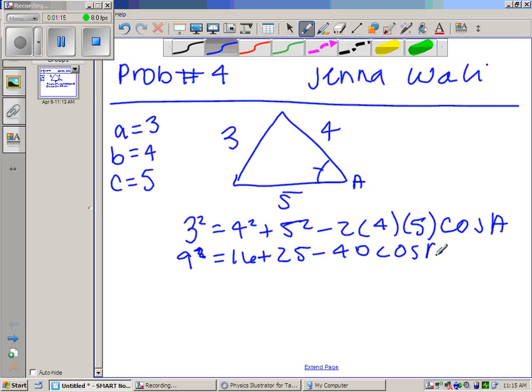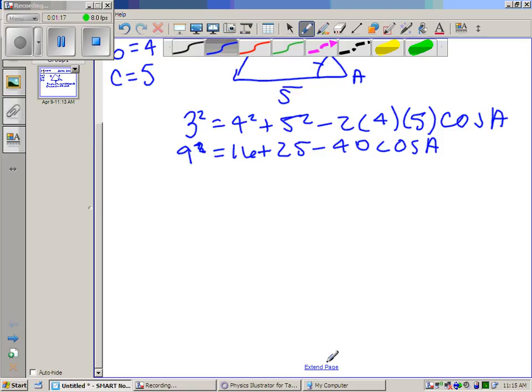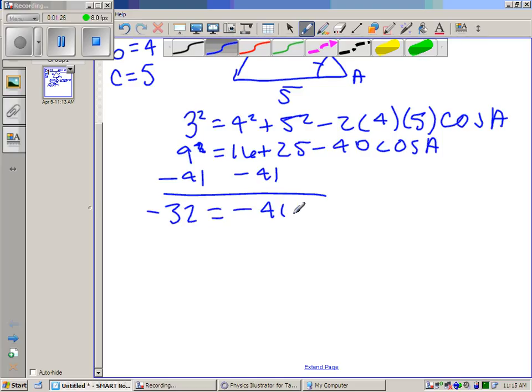16 plus 25 is 41, so you're going to subtract that over to the other side, and it's going to be negative 32 equals negative 40 cosine of A. Okay, so now that's going to equal 4 over 5 equals cosine of A.